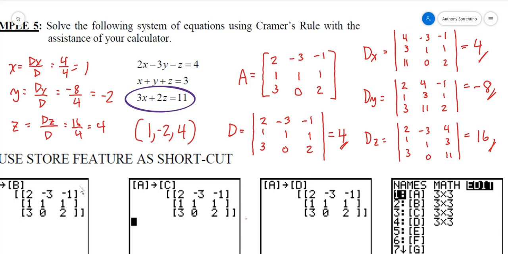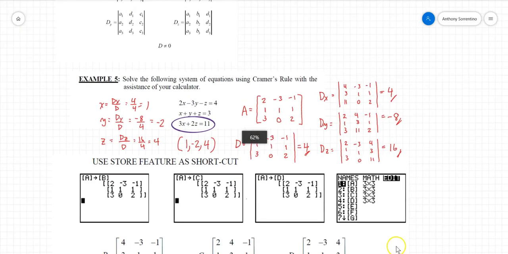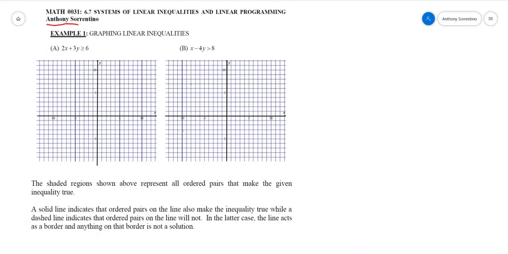And that's how you do it. So, as I said, this calculator method down here is kind of showing you how you put it into many different matrices and come up with the values. And that is section 6.7, Systems of Linear Inequalities and Linear Programming.